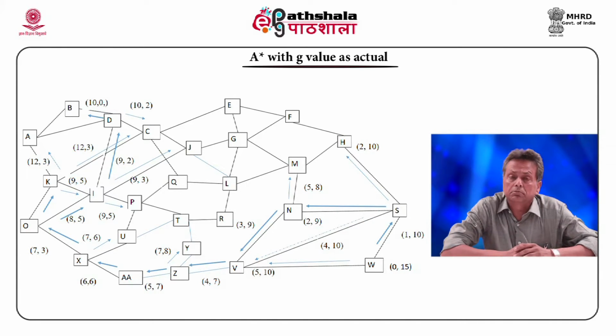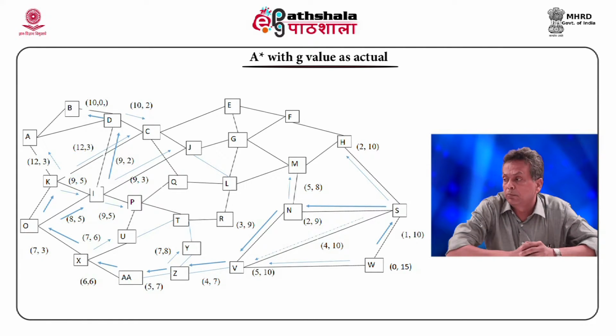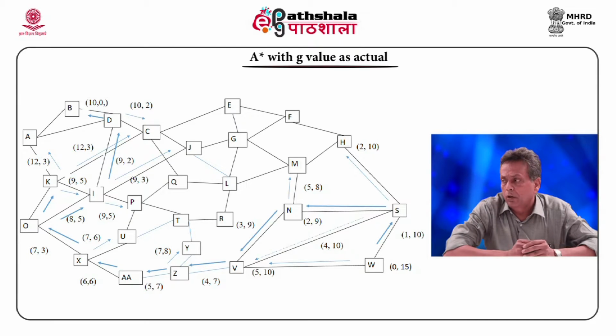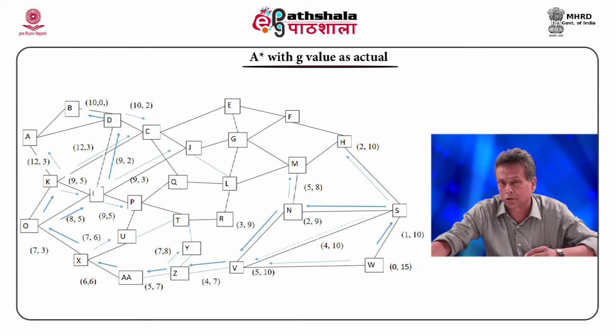Similarly, S, like the previous case, 1 and 10. Obviously, S is a better child, so we move further. I won't discuss much about how they are explored and generated. It's exactly like the previous case. So we have H and N, and out of that, N is a little better. It's 9 plus 2, that is 11. So that is the minimum.